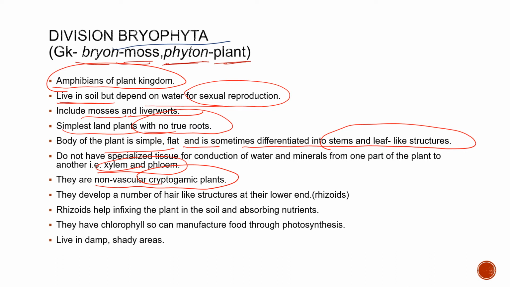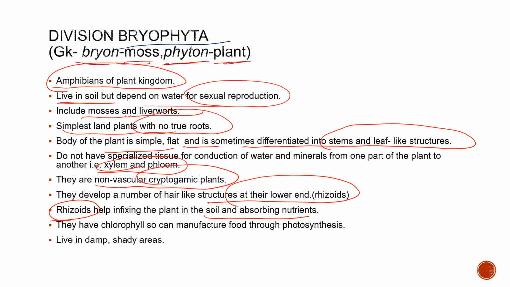They develop a number of hair-like structures at the lower end called rhizoids. So what are rhizoids? This is a very important term. Rhizoids are a number of hair-like structures at the lower end of these plants, and they help in fixing the plant in the soil and absorbing the nutrients.